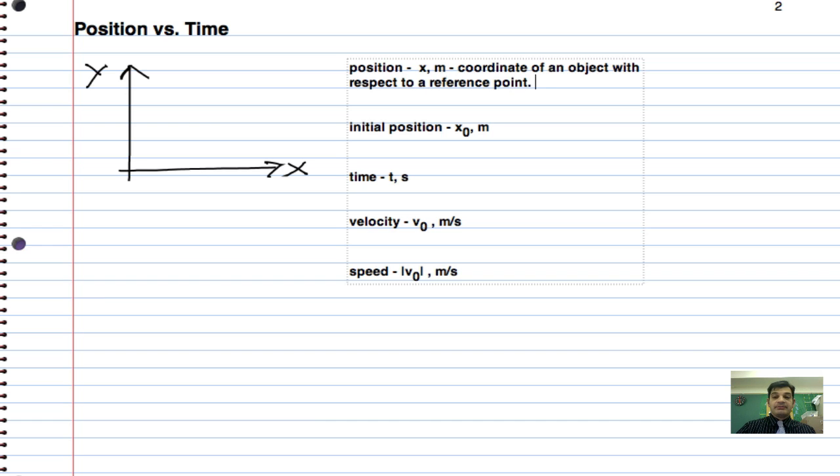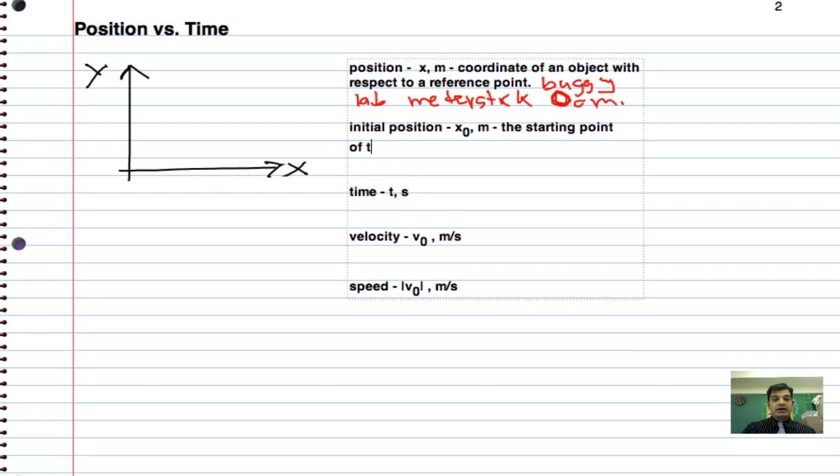And let's just remember, and I want to make the note here that for us, in the buggy lab, this was the meter stick 0. So 0 centimeters on the meter stick. That was our reference point or our origin. And pretty straightforward. Now the initial position, that is the starting point of the object if it's moving.